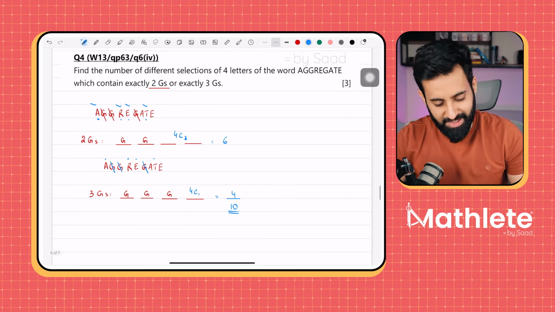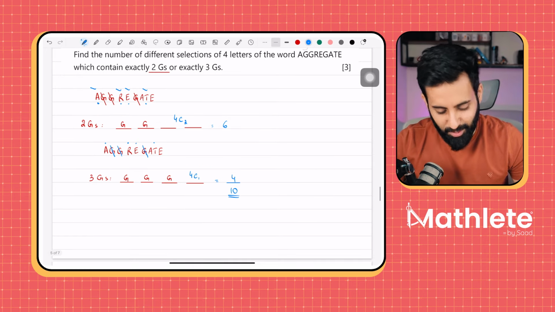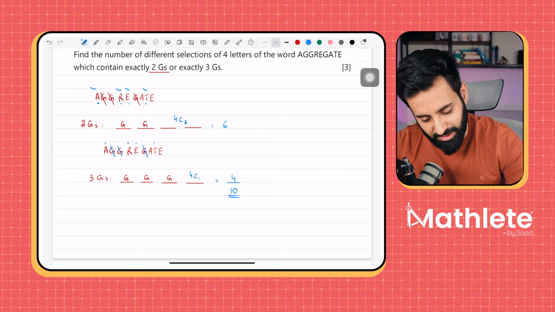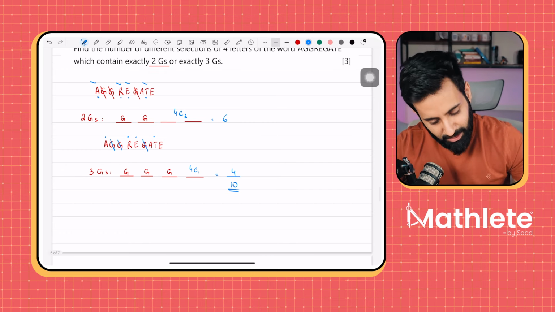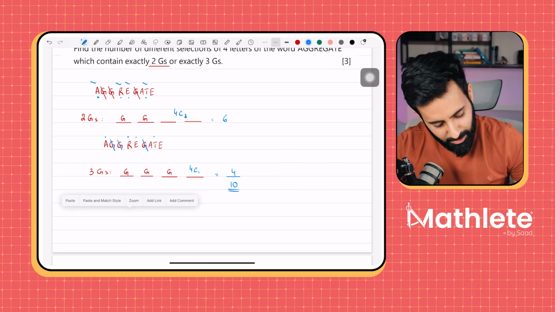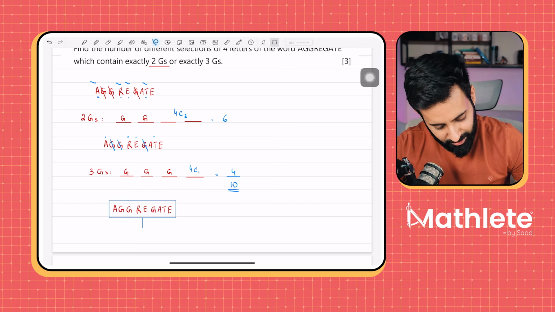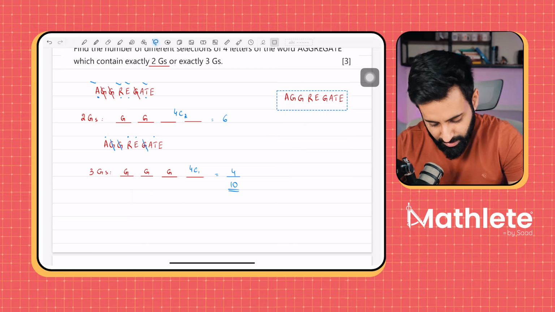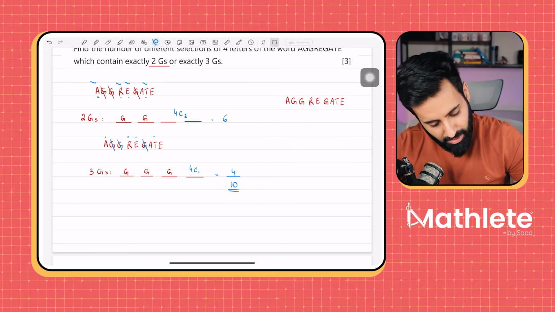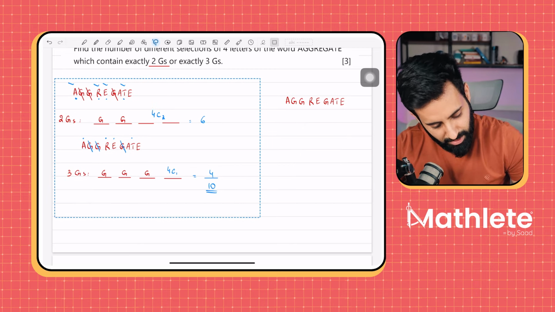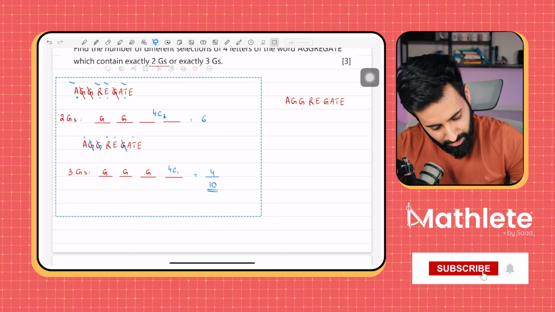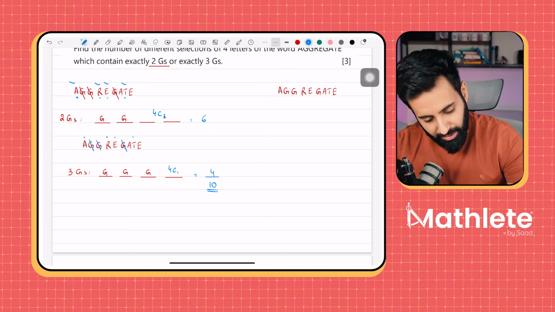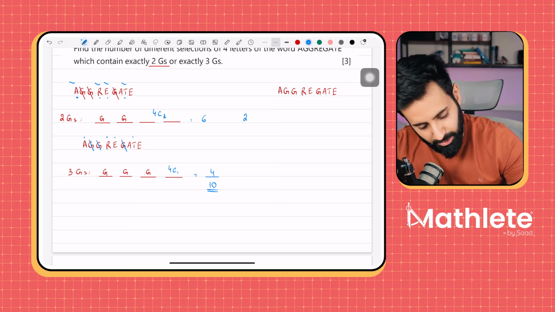This is where it gets interesting. Why is 10 not the answer, and why can I not just do this question the way that we have done other questions? It's for the following reason. Once again, let's go back to the word aggregate. Actually, let's make some room. I'll continue over here. Let me slide this to the left so we have enough room. Yeah. So let's go back to the word aggregate, and let's go back to 2 G's.